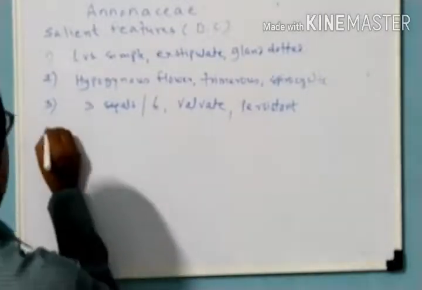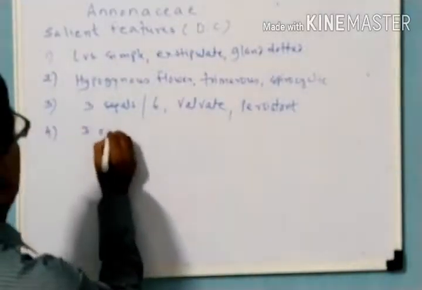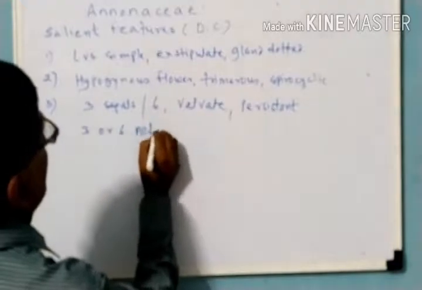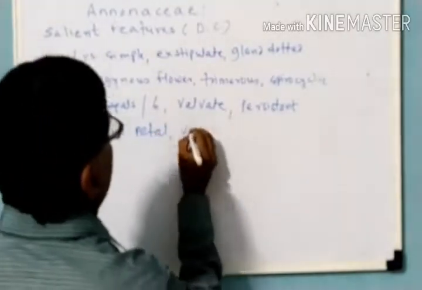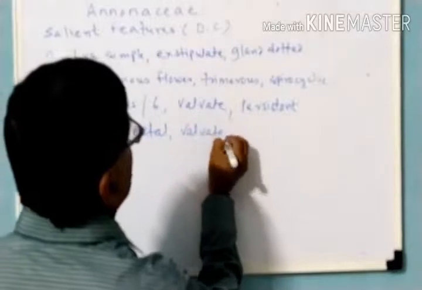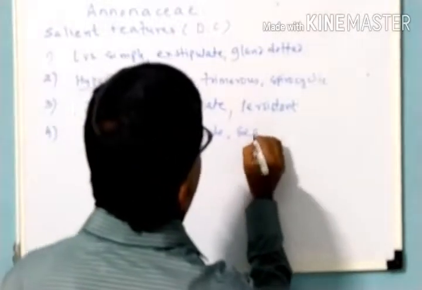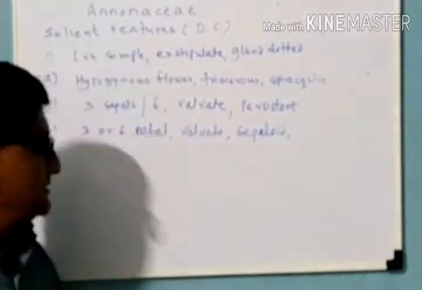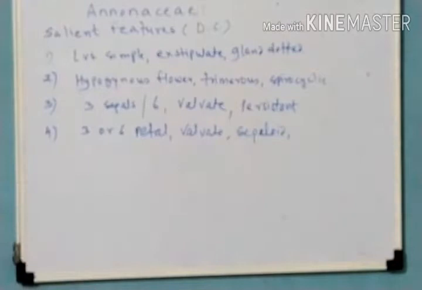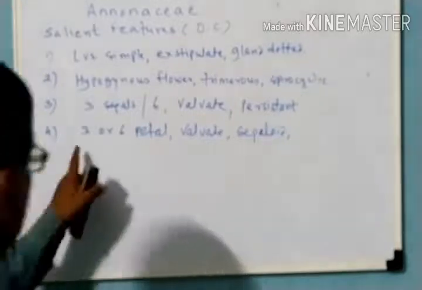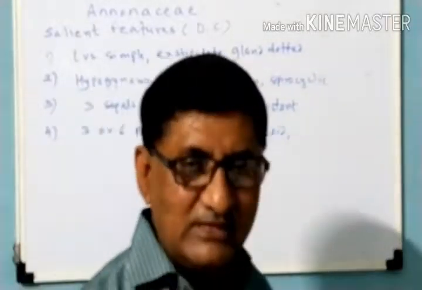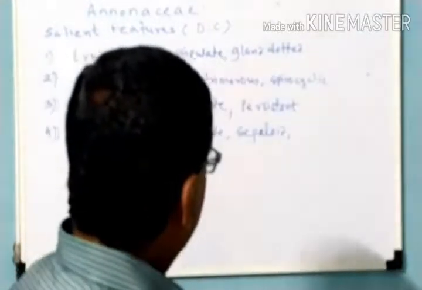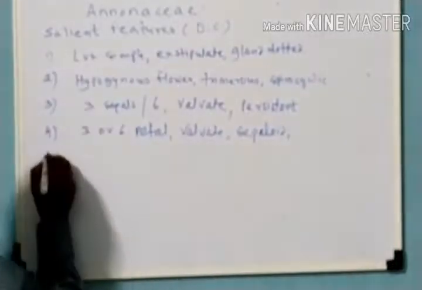Petals may be 3 or 6. They are also valvate. Sometimes they may be sepaloid. They are like a sepal, green in color. When they are 3, they are in a single whorl. When they are 6, they are in 2 whorls. Then the aestivation is valvate, and sepaloid means they are green in color.